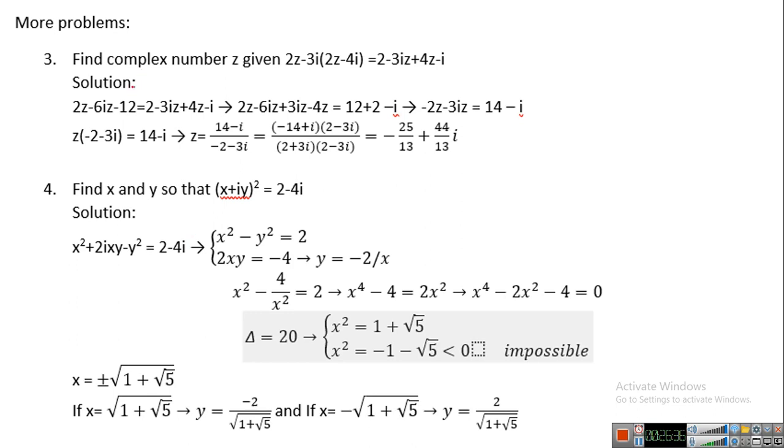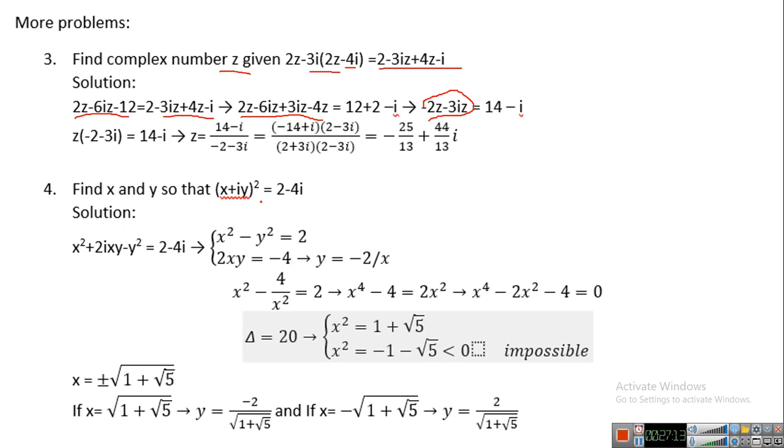Find the complex number z given this. We did a similar problem. Here we expand: 2z minus 6iz plus 12i squared equals this one. Here you have 12i squared, which will be minus 12. We put z on one side, as we did here, and everything else on the other side. Then you put z in factor. So it's complex over complex; because this is negative, you multiply all by minus and you multiply by the conjugate.